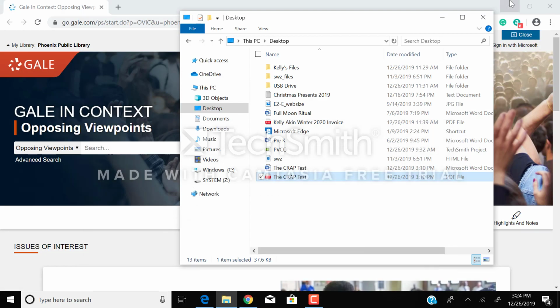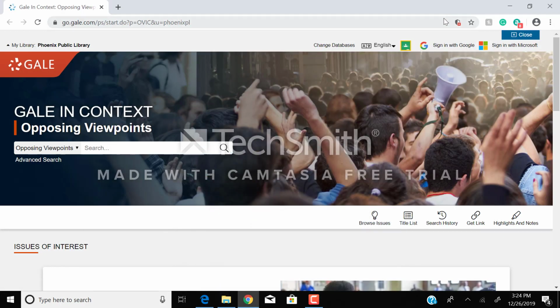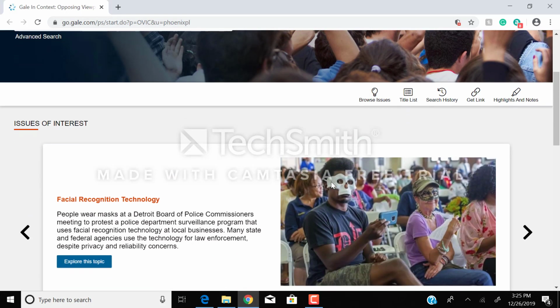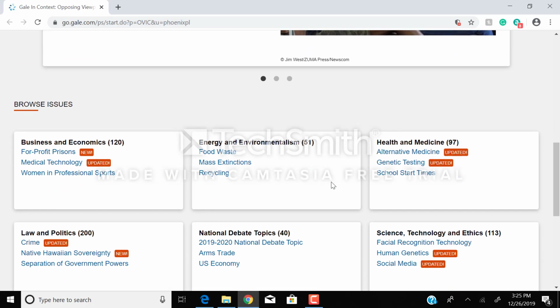I always recommend you start in your own library, in your online library, because you're going to have better luck finding more authoritative sources, and more than likely you're going to have access to opposing viewpoints. It's a great place to start.